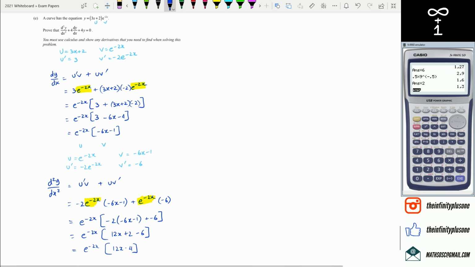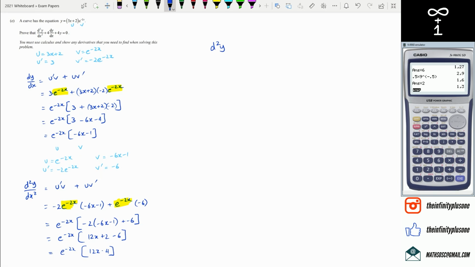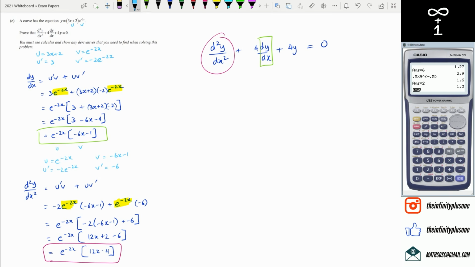Cool. So now I'm actually going to go back to the proof and prove that d squared y dx squared plus 4 times dy dx plus 4 times y is equal to 0. So my first term is this one here, that part there. My second thing is dy dx, which is here. And then finally, my y happens to be that block right there. So let's put that all down. e to the power of negative 2x times 12x minus 4, plus 4 times e to the power of negative 2x times negative 6x minus 1, plus 4 times 3x plus 2 e to the power of negative 2x.